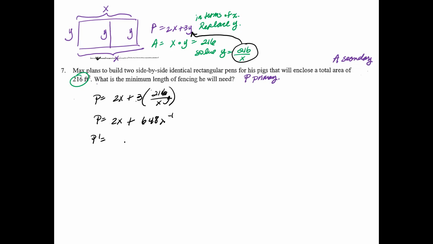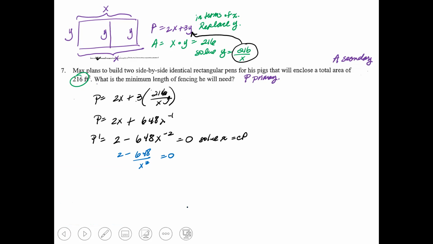Let's find p prime. So the perimeter prime of this is going to be just 2 minus 648 times the -1 is 648 x to the -2nd power. Now you want to set this equal to 0. Solve for x so that way you can find your critical point. So then I have 2 minus 648 over x squared equals 0. Move the 648 over to the right side. 2 equals 648 over x squared.